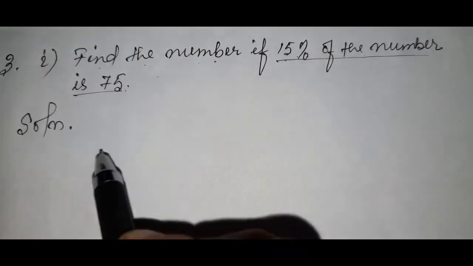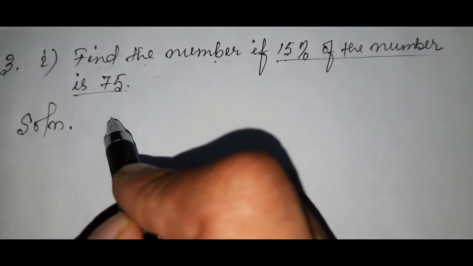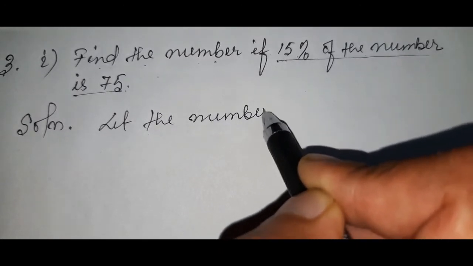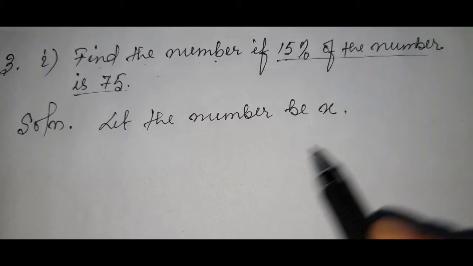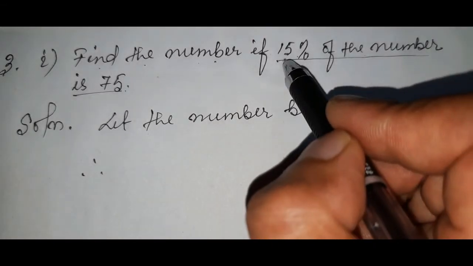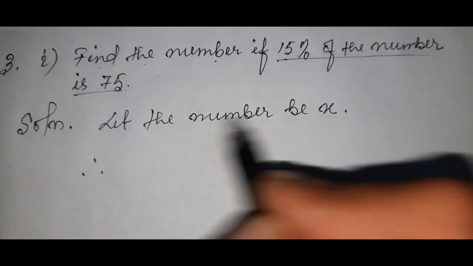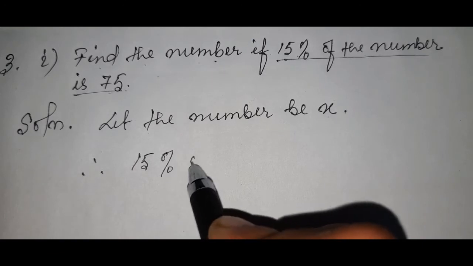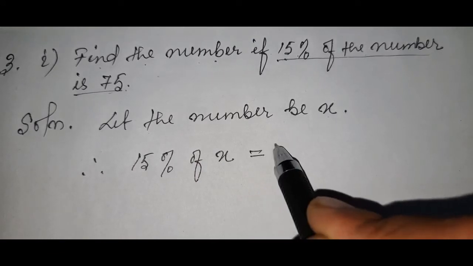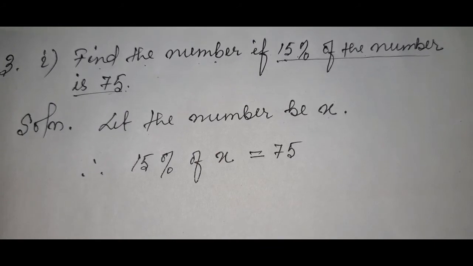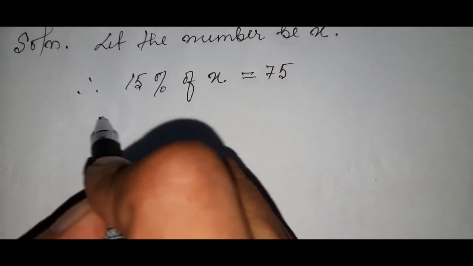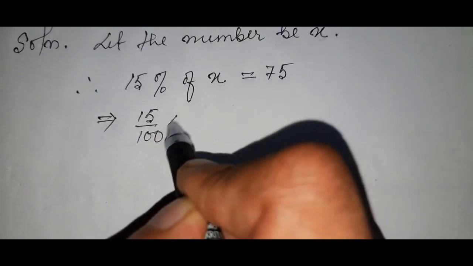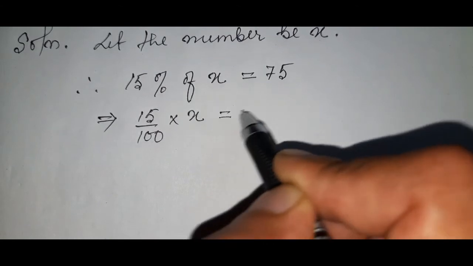Now we don't know what the number is, so we're going to say x. Okay, so let the number be x. So therefore, now look here, 15% of x should be 75, right? So you have here 15% of x, this will be 75. Now this 15% is 15 by 100, and so now you have here x, this is equal to 75.